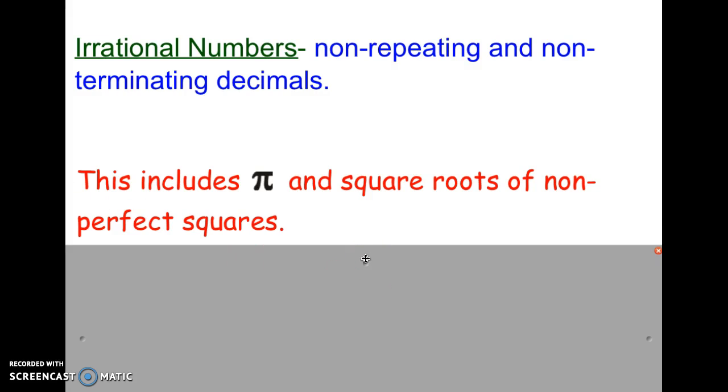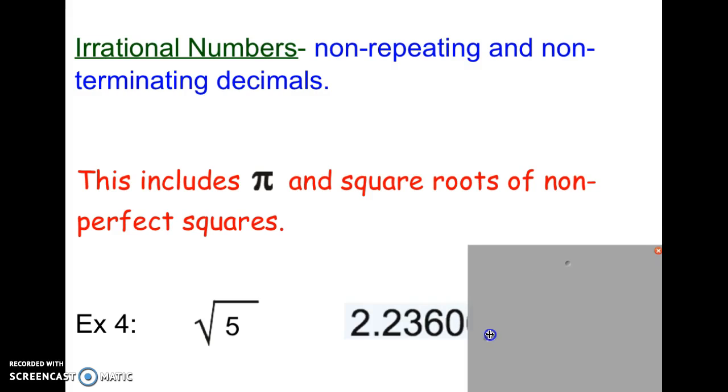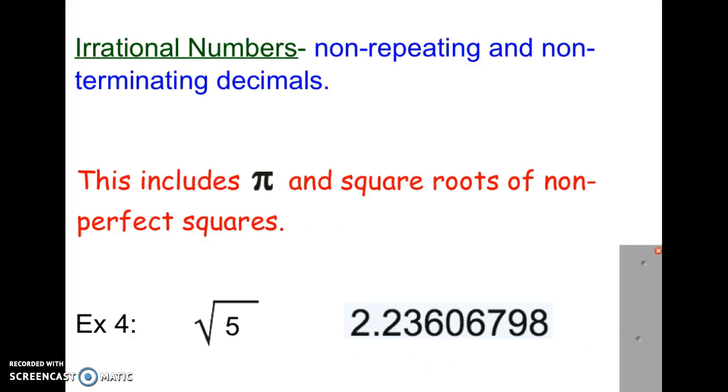The same is true for numbers that are not perfect squares. For example, the square root of 5, if you type that in a calculator, it comes out to be something gross. It's 2.2360679 and then it's going to keep going and going and going. We've yet to find an end to it, and we've yet to find a repeating point.